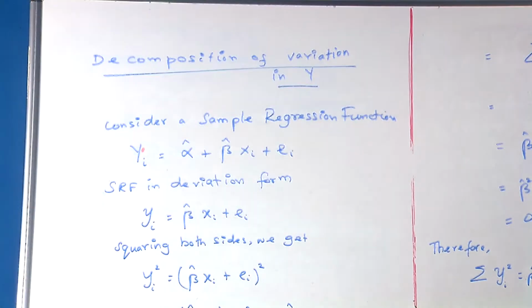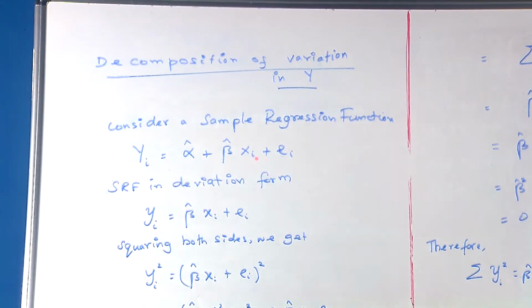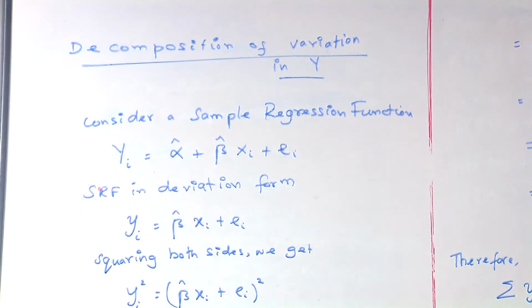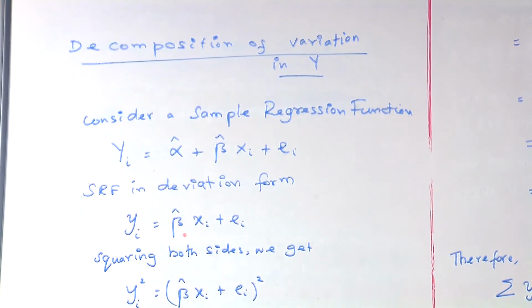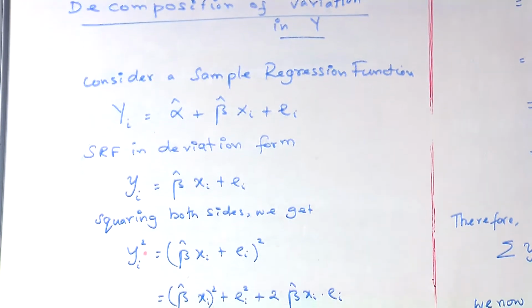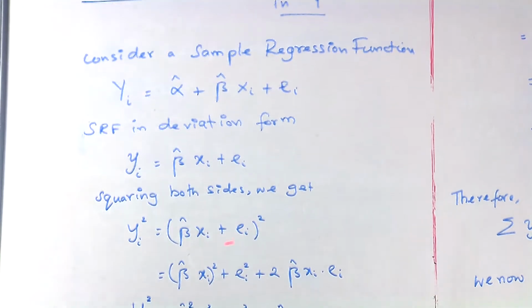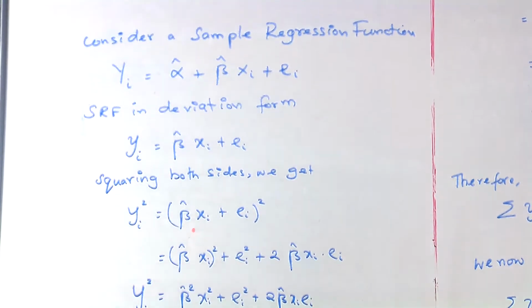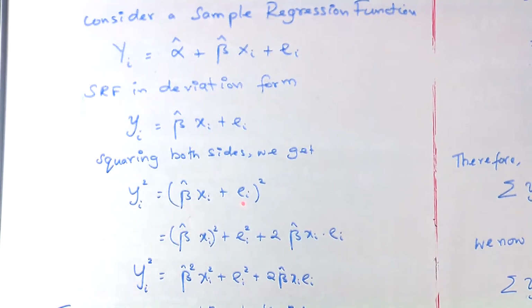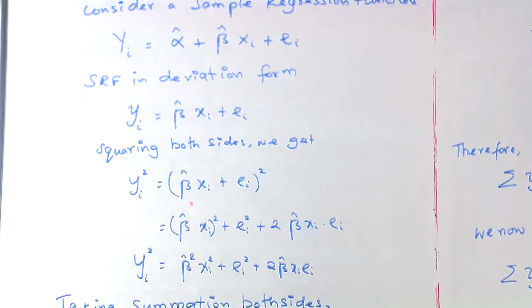Let us take a sample regression function: Yi is equal to alpha hat plus beta hat xi plus ei. This sample regression function can be written in the deviation form as well. That is, small yi is equal to beta hat xi plus ei. Squaring both sides, we get yi square is equal to beta hat xi plus ei the whole square. This is a simple a plus b whole square form. So we'll write the square of individual terms and 2 times the multiplication of these two individual terms.